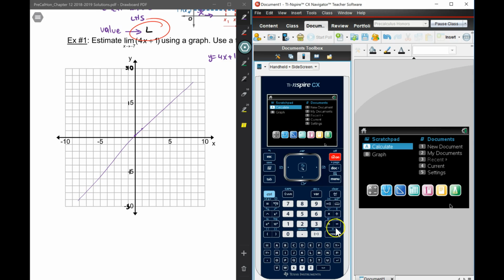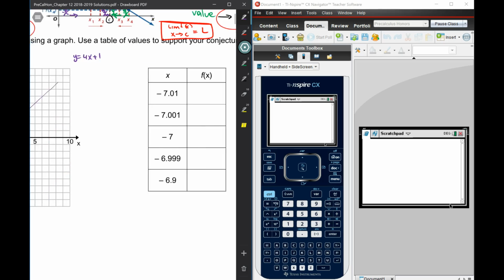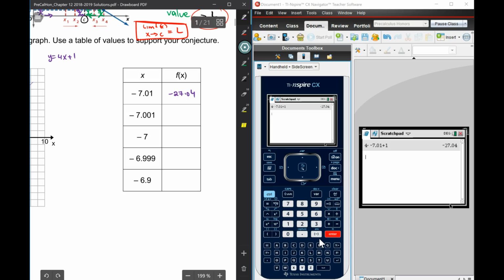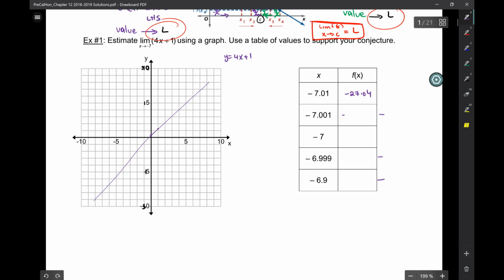So go ahead and take out your calculators and let's put some of these numbers in. So it's y equals 4x plus 1, right? So that's going to be 4 times -7.01 plus 1. And that's -27.04. All right? So go ahead and give me these values that I'm marking here. Okay, those 3 values. I'll give you like 30 seconds to plug those in. 0.004. And here? Which one? 6.999.